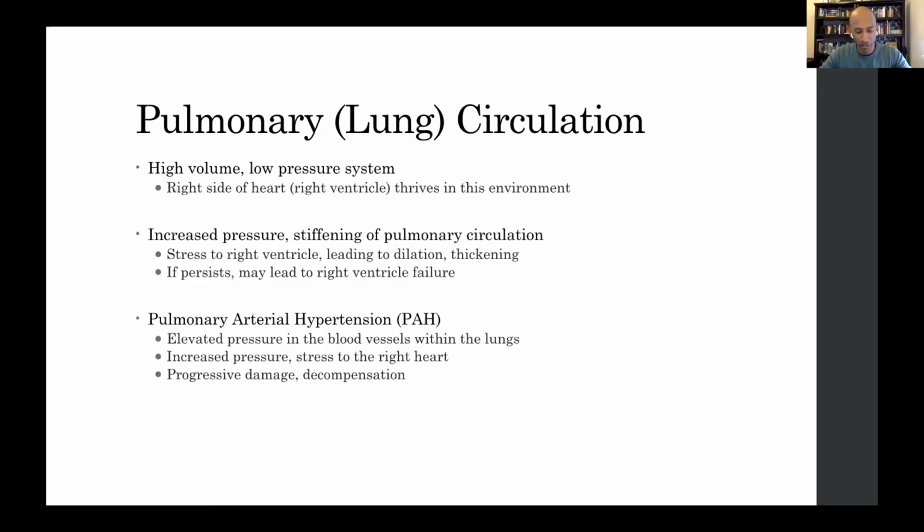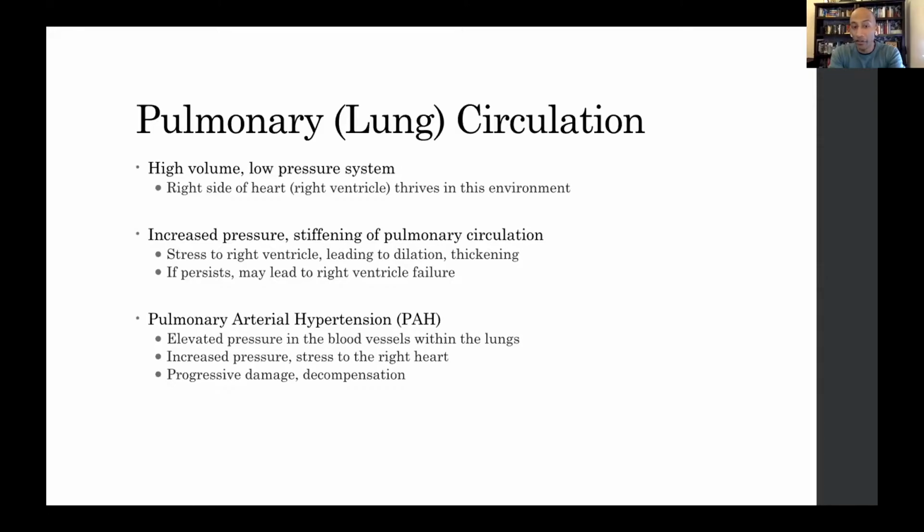Now, if you get increased pressure in the blood vessels going through the lungs, if you get stiffening or thickening of the pulmonary vessels, then the right side of the heart has to work harder. As it starts to work harder, it starts to open up and dilate. And sometimes over time, it can get a bit thicker because the muscle is trying to get stronger so it can still do what it's supposed to do. But that adaptation is not good. In the end of the day, the right side of the heart will only be able to do that for so long. Then it will start to lead to right ventricular failure, or right side of the heart failure.